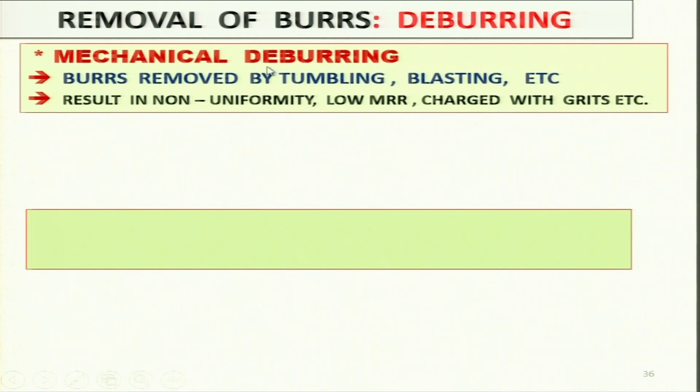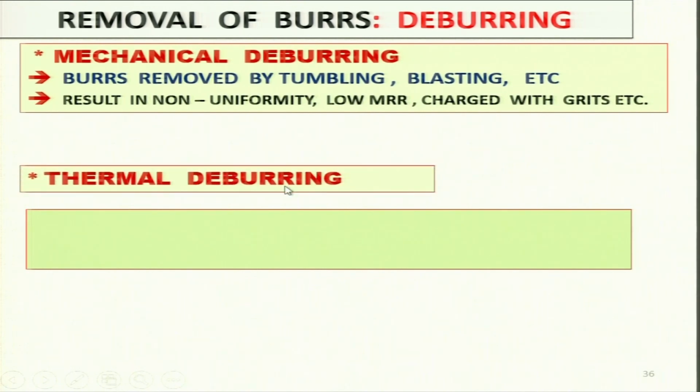So you can have mechanical deburring where burrs are removed by tumbling, blasting etc. If you are using these methods, then you will get non-uniformity of the removal of the burrs, low material removal rate, charged with grits, because you are removing these burrs with the help of the grits of the abrasive particles, so they may get penetrated into the workpiece, that is known as charged with grits, and this is highly undesirable.